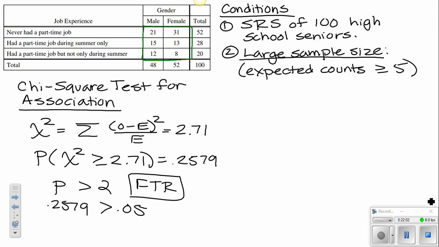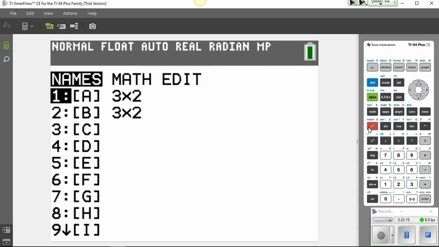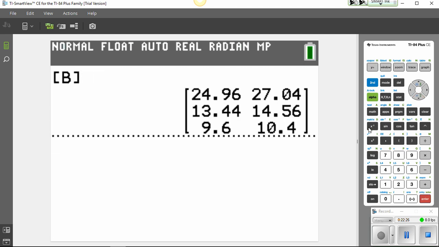Okay, so we've done a lot of the other parts of the test, but we need to make sure that we are able to rely on these conclusions, because we have to check those conditions in order to say that our test is valid. So going back to the calculator, go to second matrix. We didn't type anything into matrix B, but now there is something there. Let's take a look at that. That gives you your expected counts. So your expected counts are going to be these values.